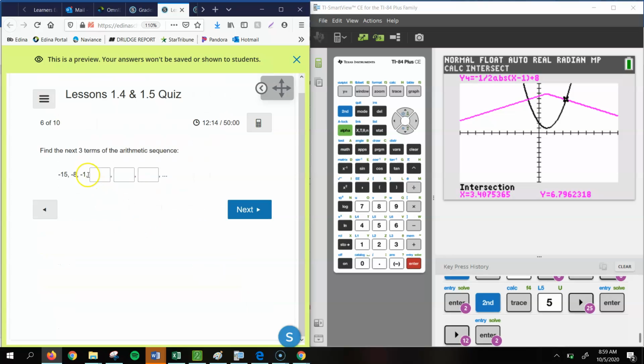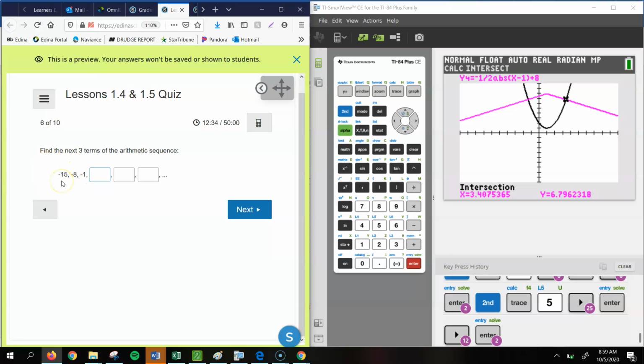This one I think everybody got correct, if I remember correctly, but we want to find the next 3 terms of this arithmetic sequence. So we want to look at the pattern here. It goes from negative 15 to negative 8, and from negative 8 to negative 1. And so we want to figure out what the constant difference is, what are they adding each time?